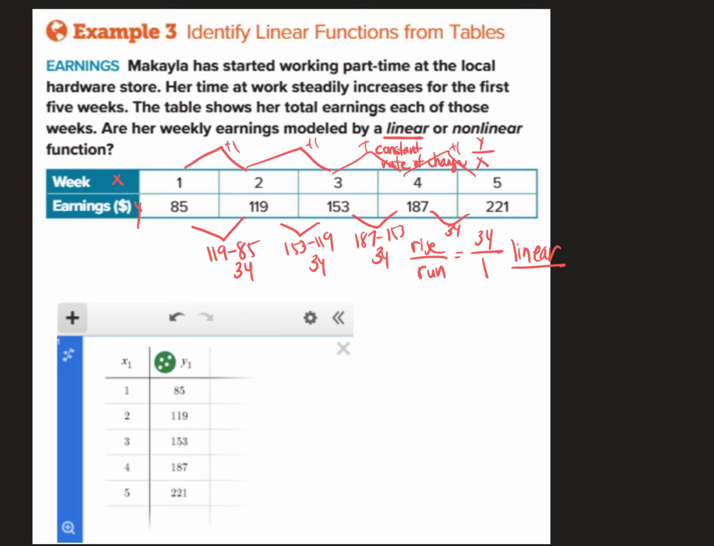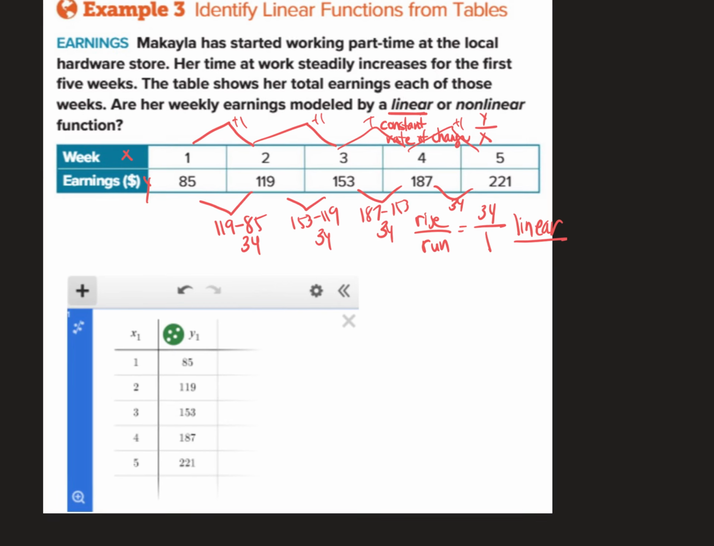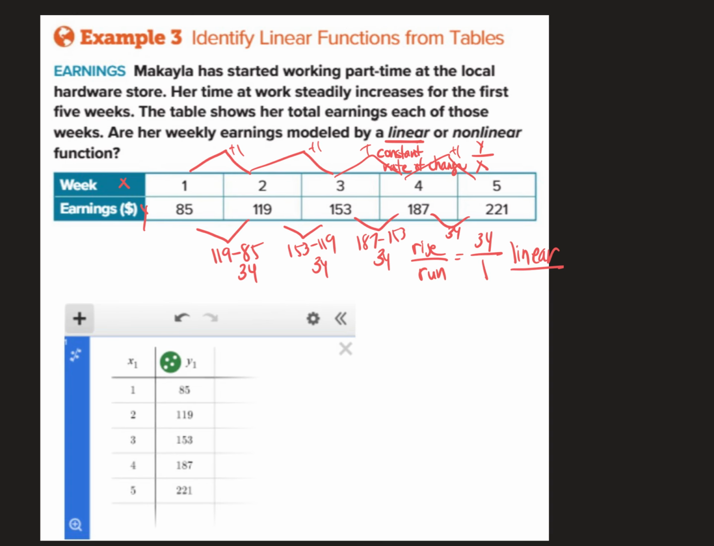And I put this in what you would see in Desmos as well, and you would see that it created a constant rate of change, the same thing here. This is going up by 34 each time. This is going up 1 each time. So I've got a constant rate of change.